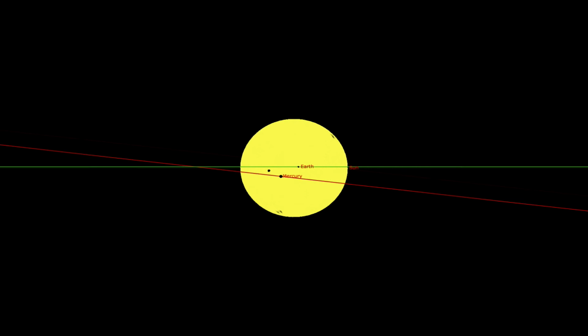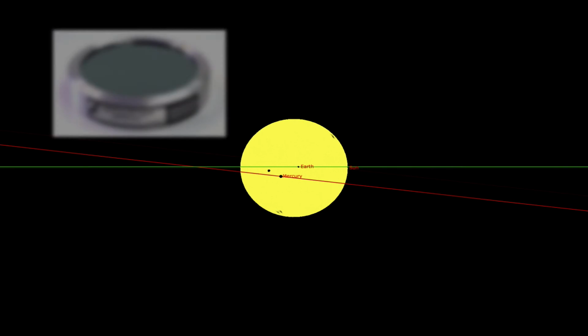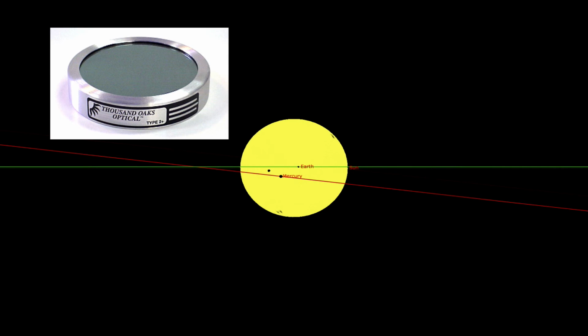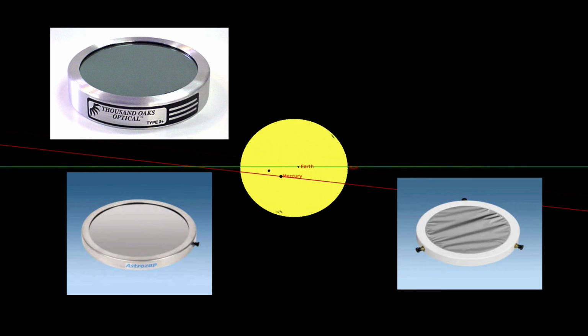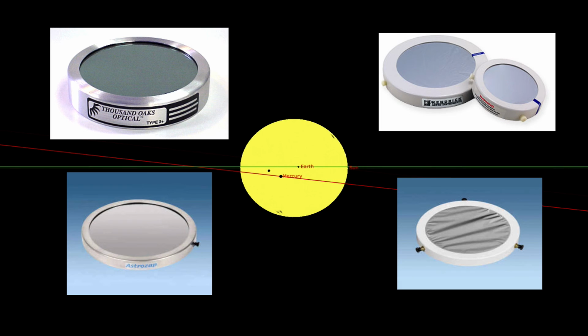So how do you see this thing? Well, you use something called a solar filter. I buy my solar filters from a company called Thousand Oaks Optical. You can find them on the internet. There are other companies. I think AstroZap sells solar filters. Kendrick sells solar filters. So different companies sell solar filters.